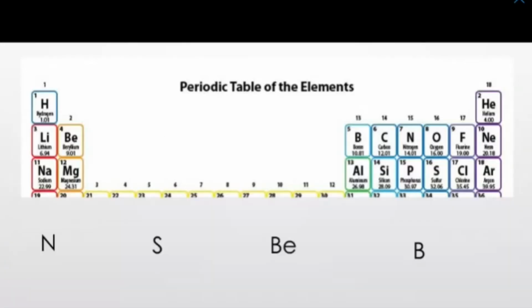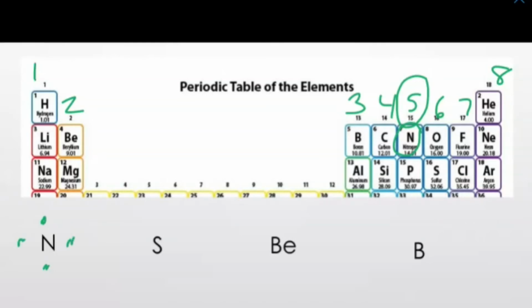So if I'm looking at nitrogen, I'm going to do 1, 2, 3, 4, 5, 6, 7, and 8. Those are our rows. Nitrogen is here. It's in the 5th row, so I'm going to put 5 dots around it. I'm going to do it individually first: 1, 2, 3, 4. I usually go top, bottom, left, right, just to get them spread out. And then once I get to that point, I start pairing them up by just going clockwise.